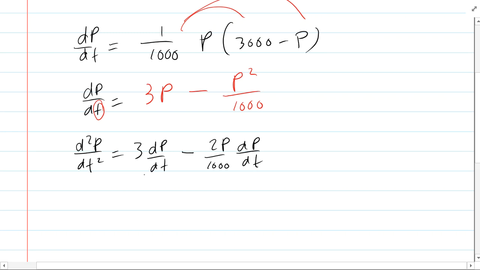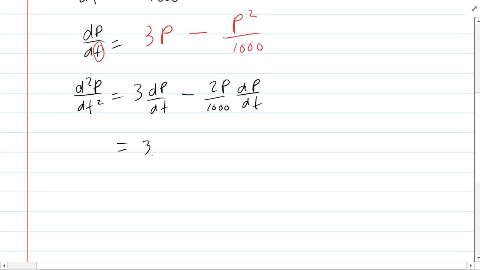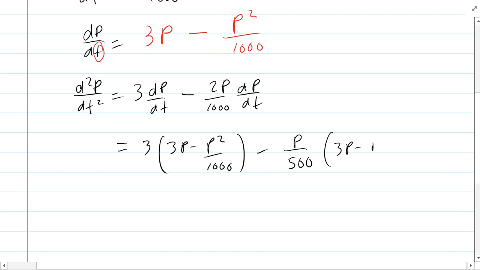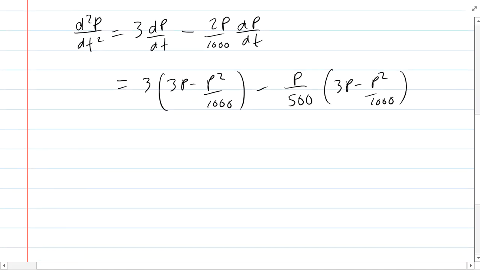Okay, do we have to put in what dp/dt was? We do, right? We have to put it in there. So this is going to equal 3 times (3p minus p squared over 1,000) minus 2. Okay, can I change that to 1 over 500? Can I just say this is p over 500, times 3p minus p squared over 1,000? Don't distribute. I'm about to show you some math magic. Does everybody see that? I substitute in. I want to know when this equals 0.